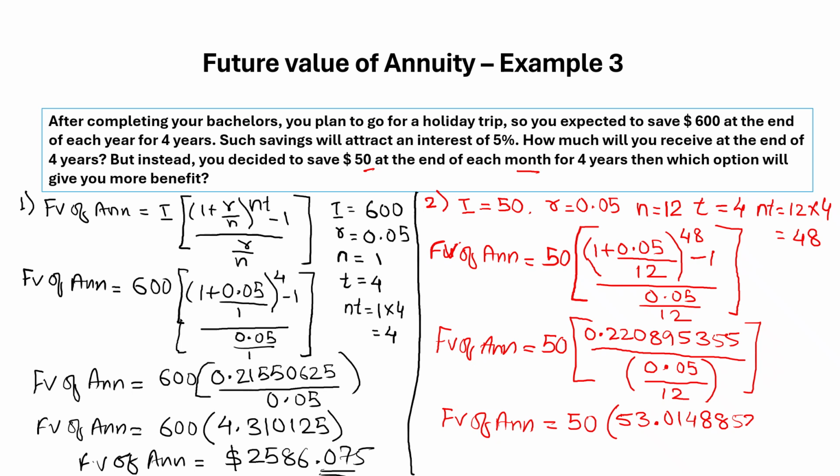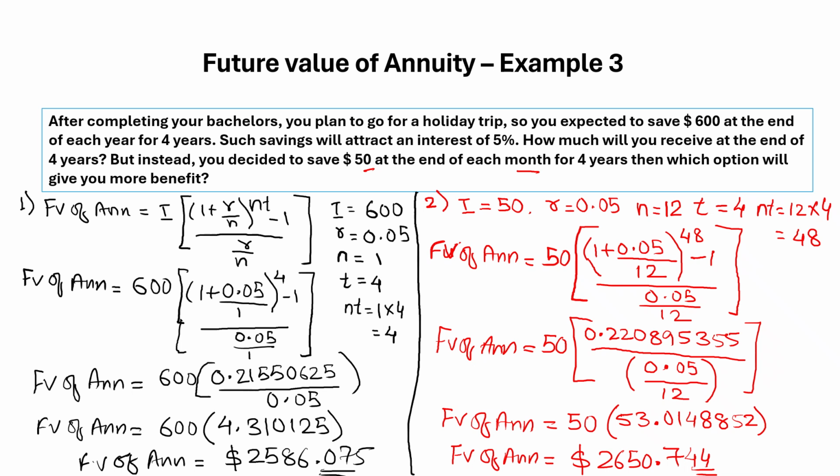53.0148852. So now 50 multiplied by 53.0148852, we will get the answer, which is 2650.744. So this is my answer. You can see which option is better, which will give more benefit.